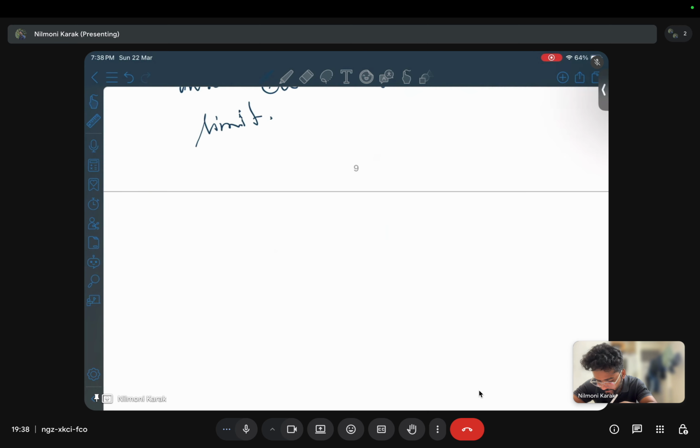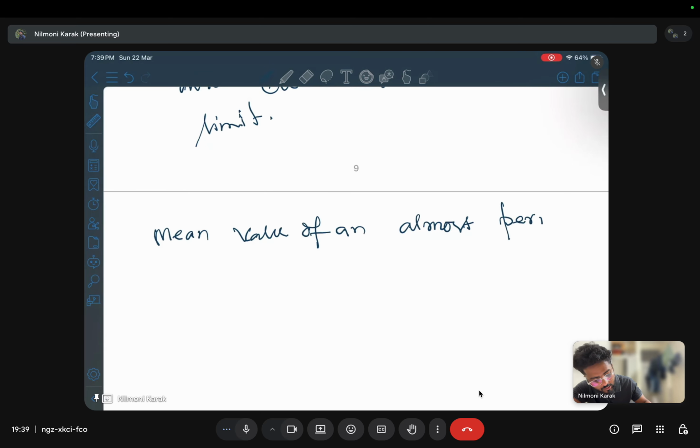Now the next definition, the mean value of an almost periodic function.